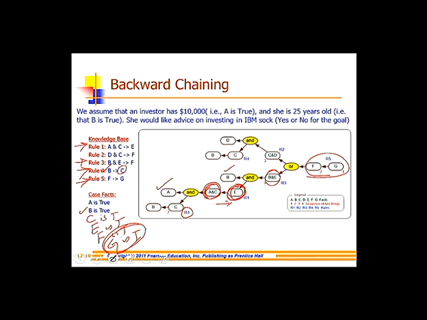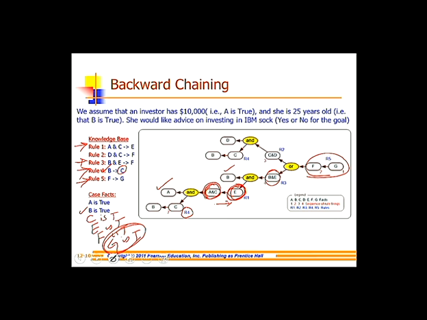So we can say that the answer to her question is yes, you should invest in IBM stocks. I hope you get the basic idea. We start from the question and we look for a rule in which our goal appears in the then part of it. Then we try to look for information in the if parts. If it is available, we can fire those rules and we can conclude the then part.